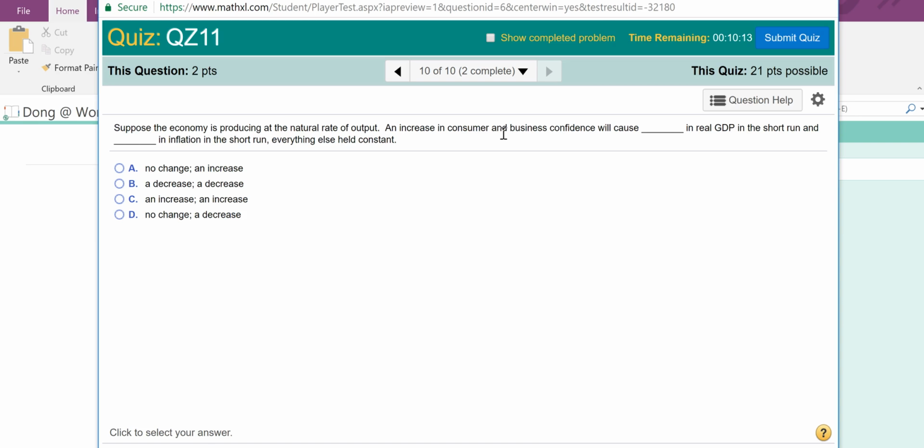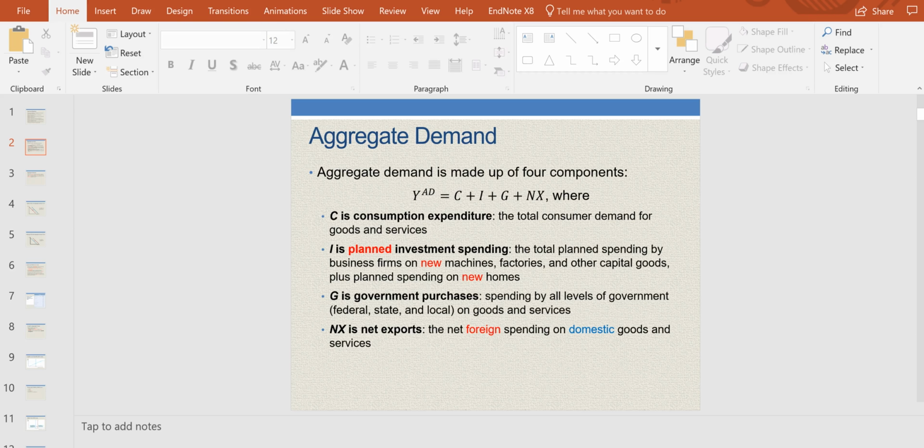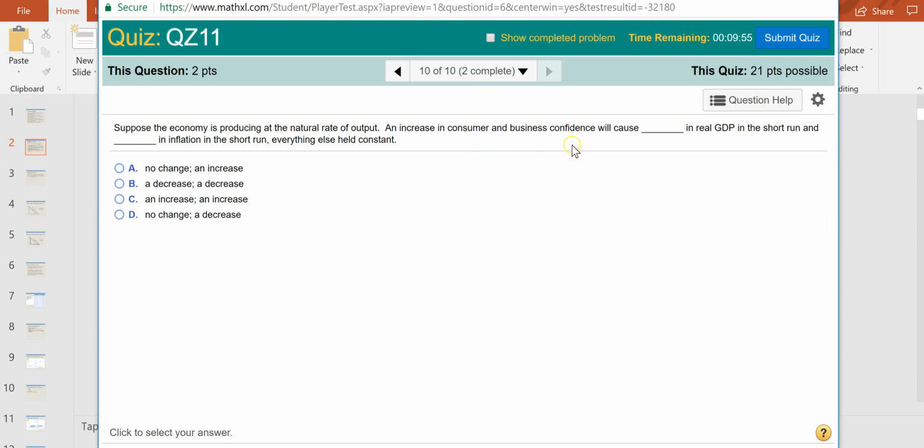If consumer confidence or business confidence increases, business investment will increase and consumer consumption will increase. Both consumption and investment are part of aggregate output, so that will push the output up. From this part of the setup, we can see it's a demand shock. It's a positive demand shock.